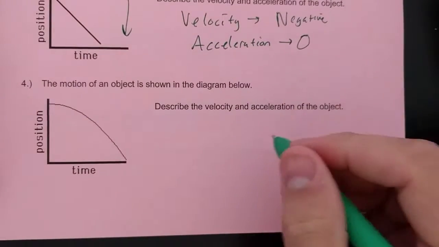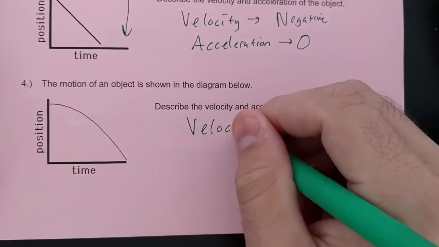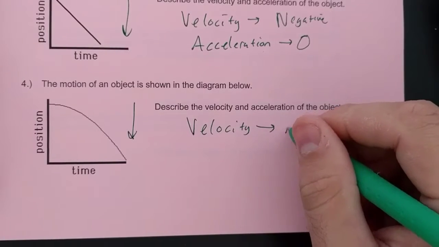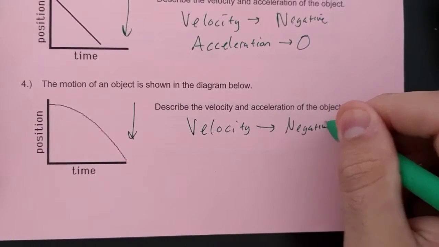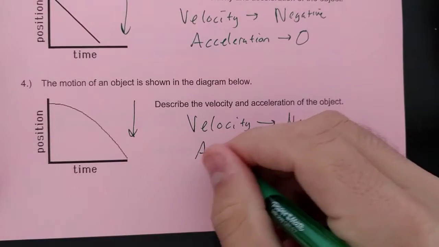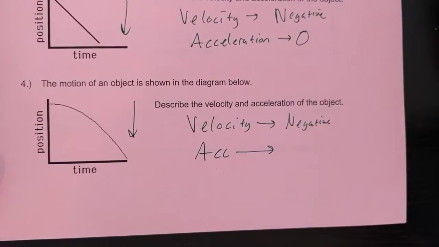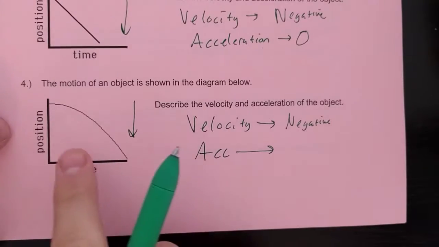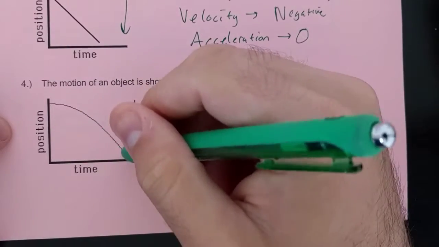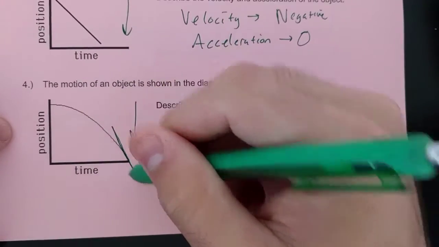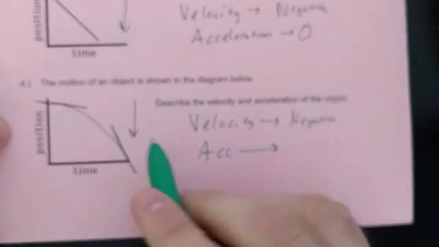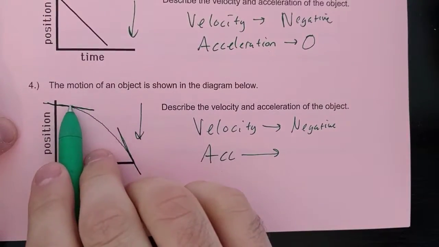Number 4, describe the velocity and acceleration. Velocity is going to be negative again. It's getting closer to the source. Let's check the acceleration. Is it speeding up or slowing down? This graph here, again, if you look towards the end, it's getting more steep. So we draw a tangent line right there, compare it to a tangent line from the beginning. It should be pretty obvious that this line here is steeper than this line here.